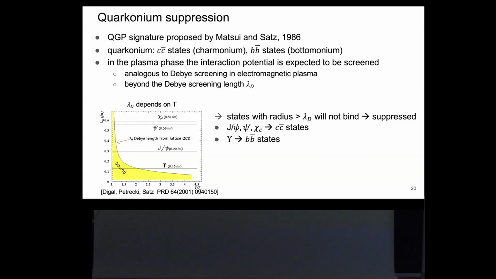And what you have in this cartoon is, as a function of the temperature, the Debye length, and the value of the radius of different quark-gluon states. So you would expect at a given temperature that all the less bound quark-gluon states, so states which have a radius larger than the Debye length, would not form and would melt.